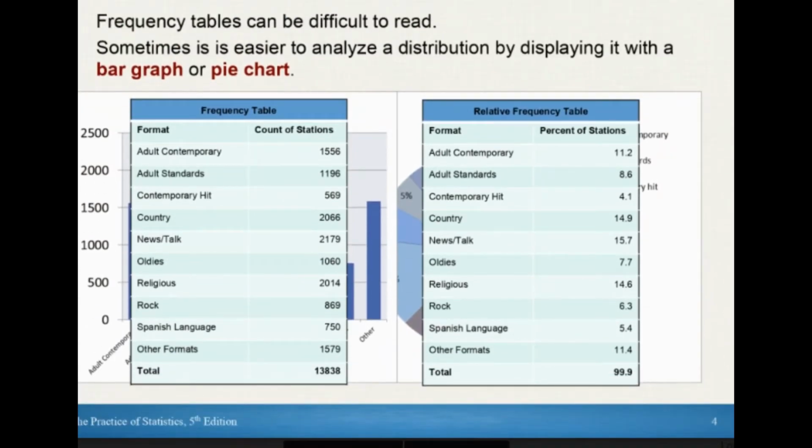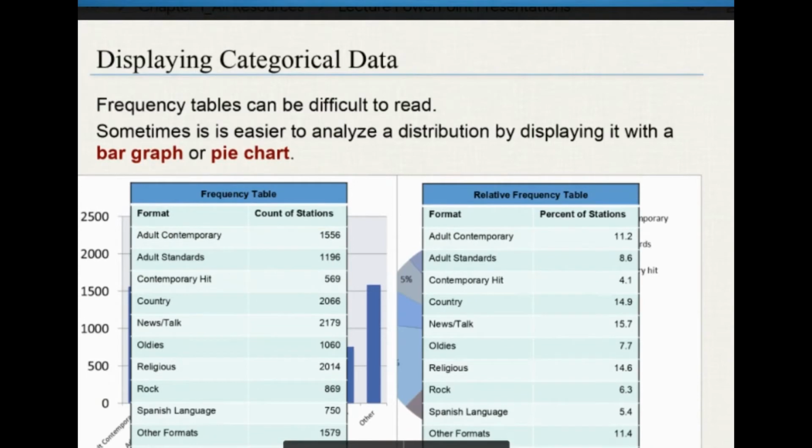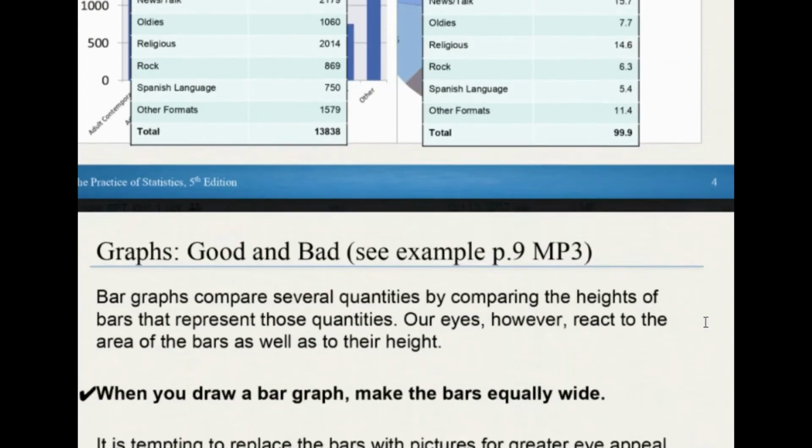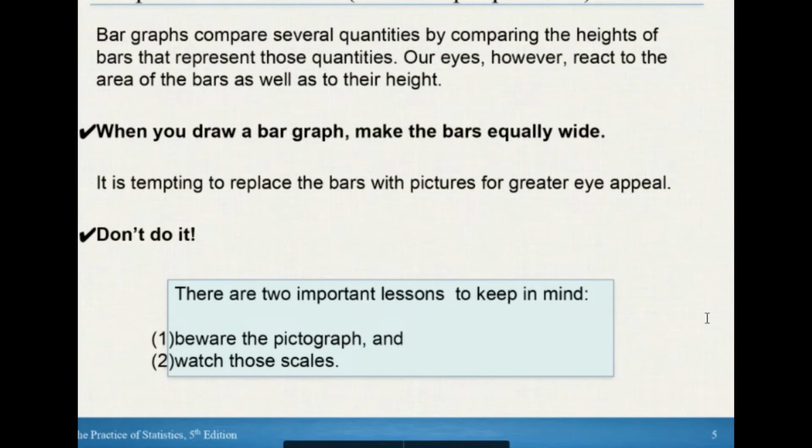When we display categorical data, the frequency tables can be difficult to read, and sometimes it's easier just to analyze using a bar chart or a pie chart. Now, a pie chart can only be used if we can actually get a total of close to 100%. If the categories don't have anything to do with each other or don't add up to the whole pie, it's not wise to use a pie chart. A bar graph would probably be better.